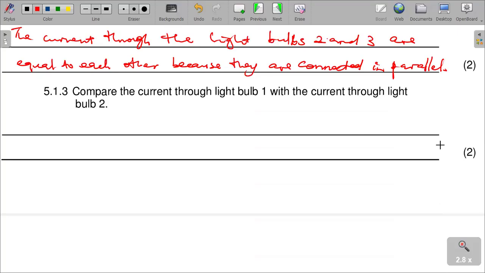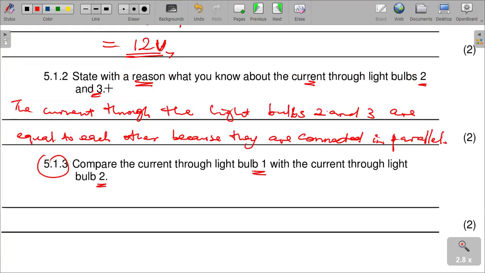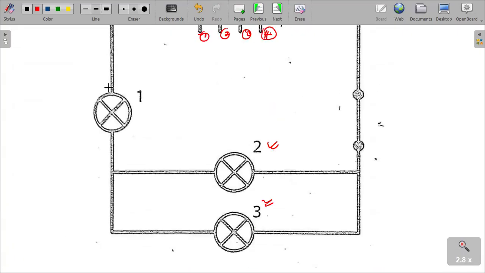Question 5.3.1. Compare the current through light bulb 1 with the current through light bulb 2. Compare the current through light bulb 1 and light bulb 2. So in this case, what we are saying is that it will continue to shine. We are saying compare 1 and 2. So we are comparing this.